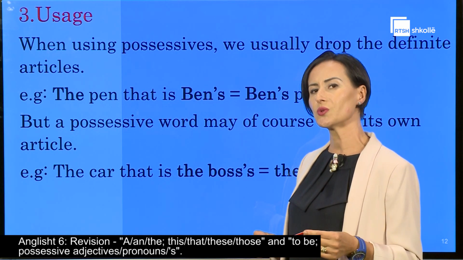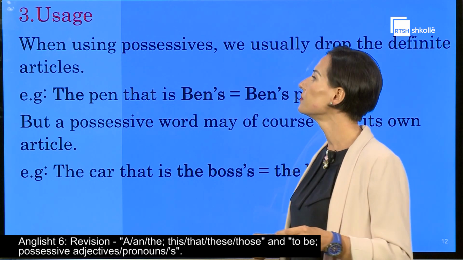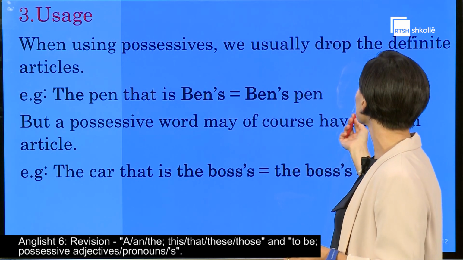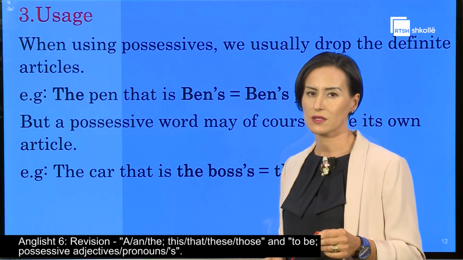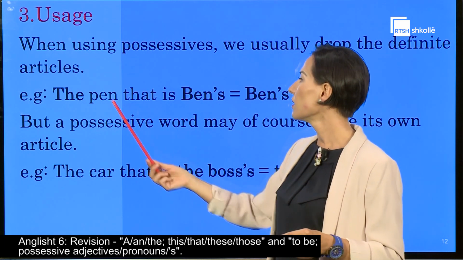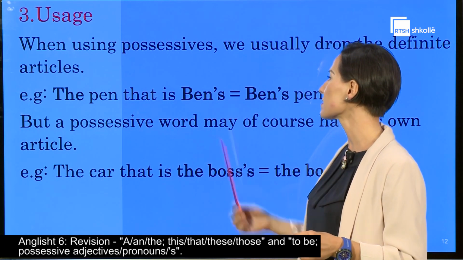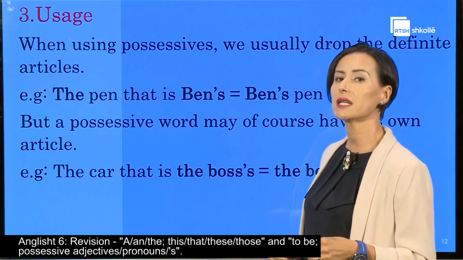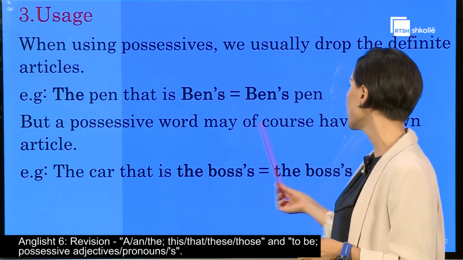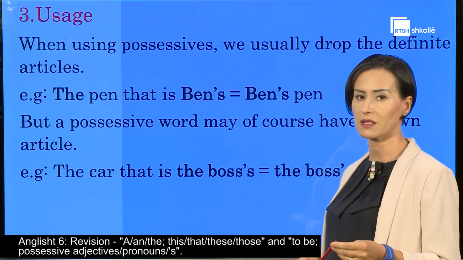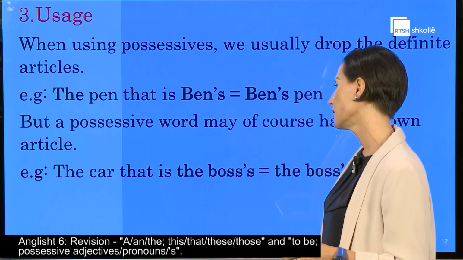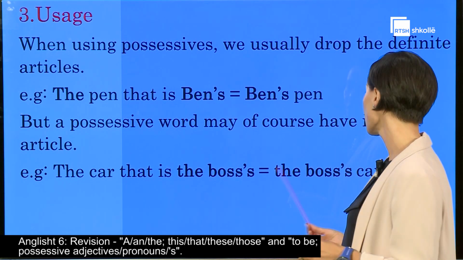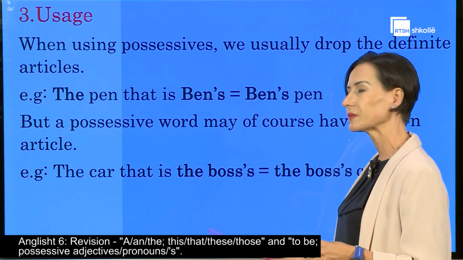Now, when to use the possessive form. When using possessives, we usually drop the definite articles. For instance, the pen that is Ben's means Ben's pen. But a possessive word may of course have its own article. For example, the car that is the boss's means the boss's car.